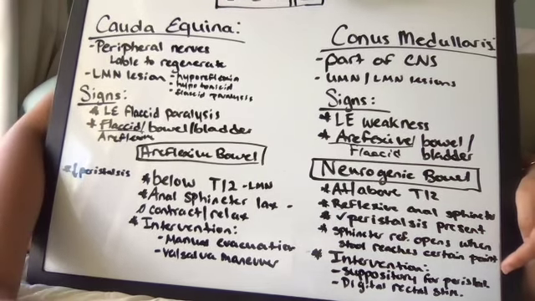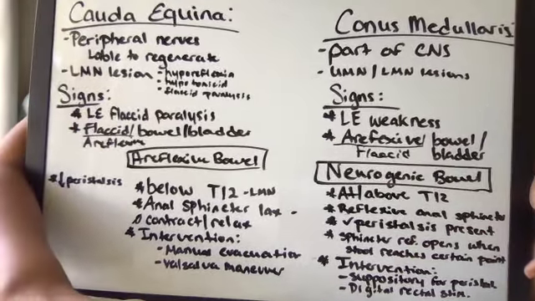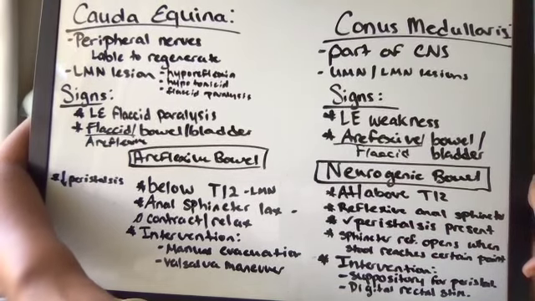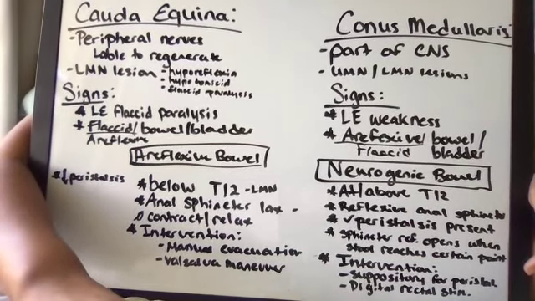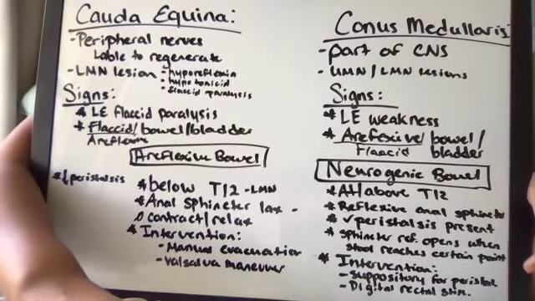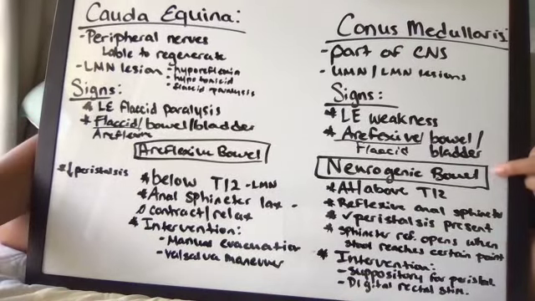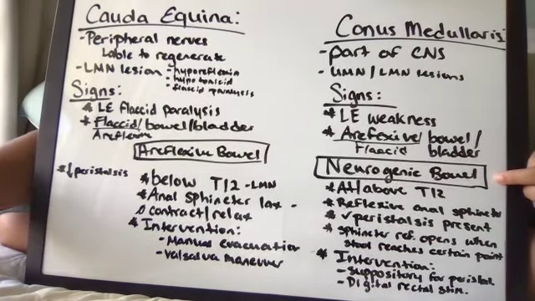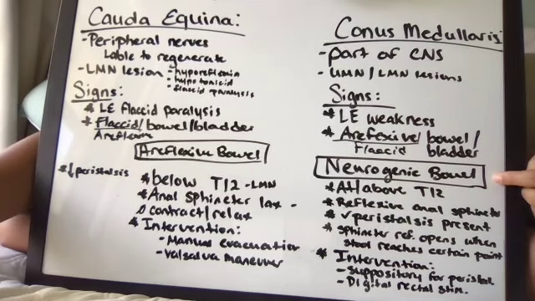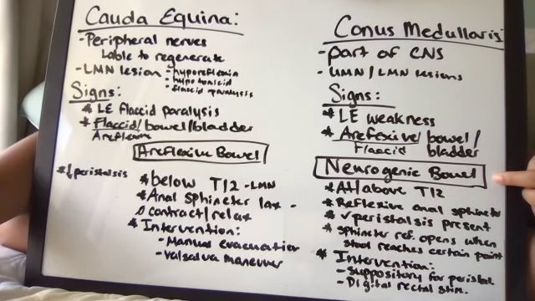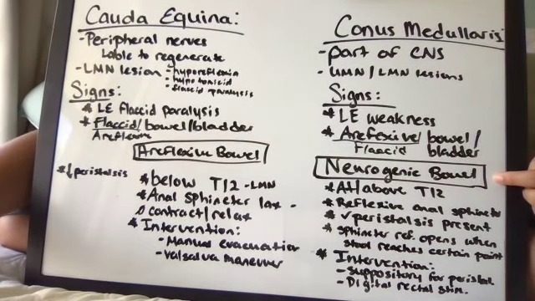Interventions for this are suppository and digital rectal stimulation. So pretty much you want to try to stimulate the reflexive process that's still in place, so that you can try to control when you're having this bowel movement a little better, which is what the bowel and bladder program is.